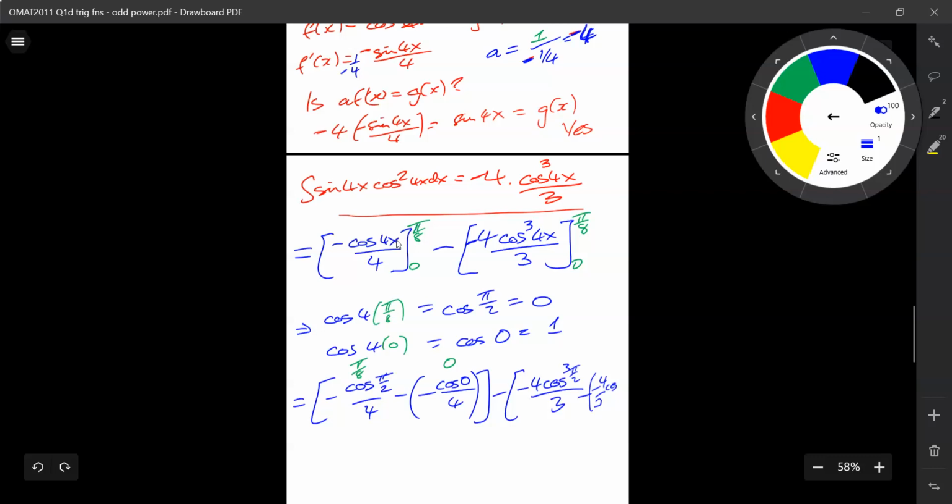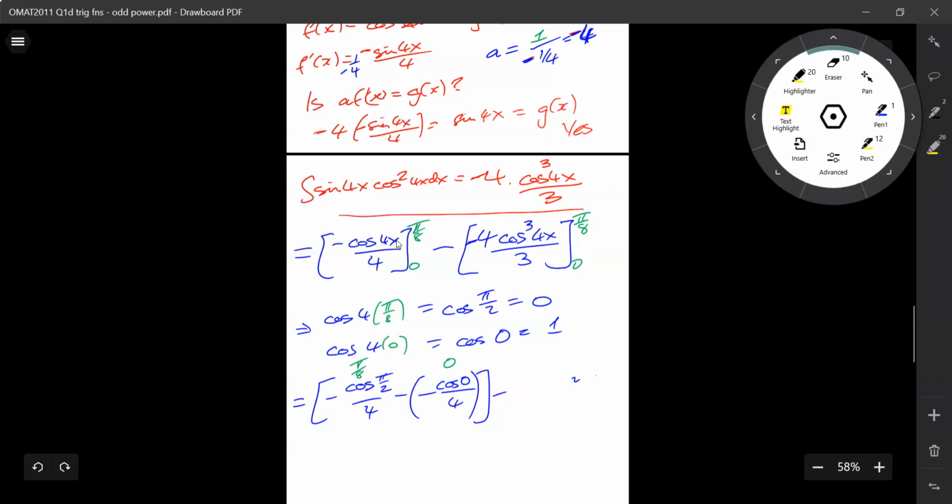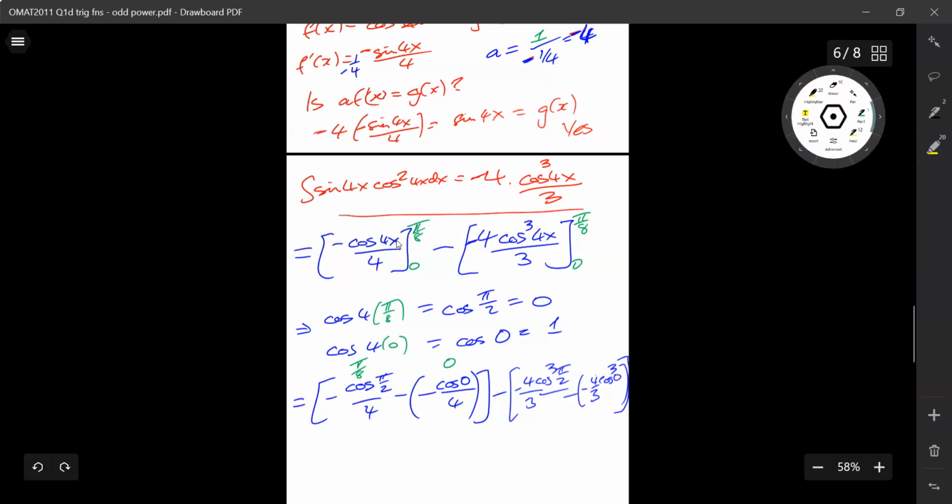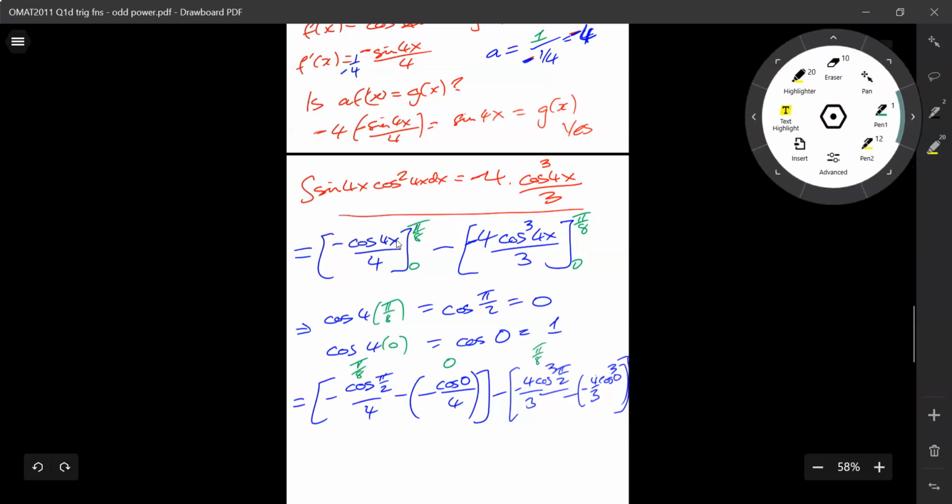I didn't give myself enough room here to do this, so I'm going to go on and do it on the next line. I'll write it out again, but smaller. So this one is minus 4/3 cosine of pi over 2 cubed, minus, and it's minus 4/3 cosine 0 cubed. So I've done my upper and lower limits in both cases. That's pi over 8 substituted in, that's the 0.